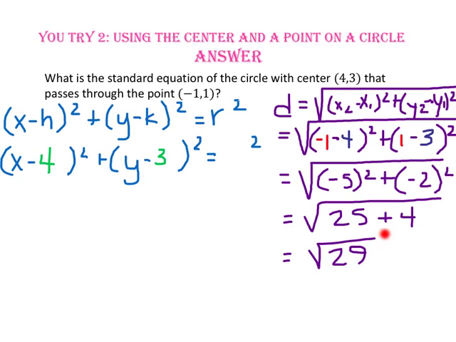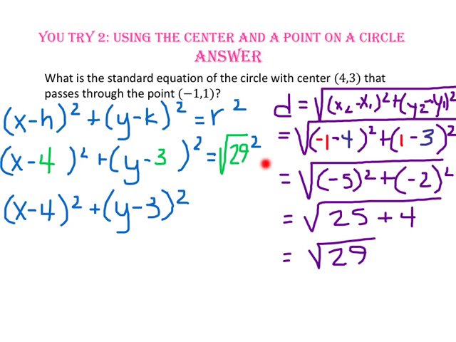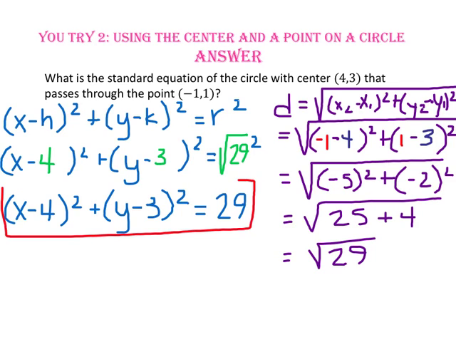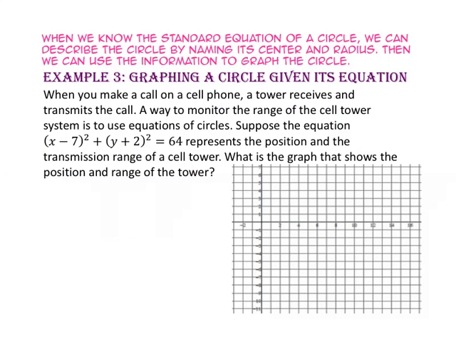Since the radius is the square root of 29, we will substitute the square root of 29 in for r. Now let's simplify our equation. (x - 4)² + (y - 3)² = 29. This is the standard equation of a circle with center (4, 3) that passes through the point (-1, 1).